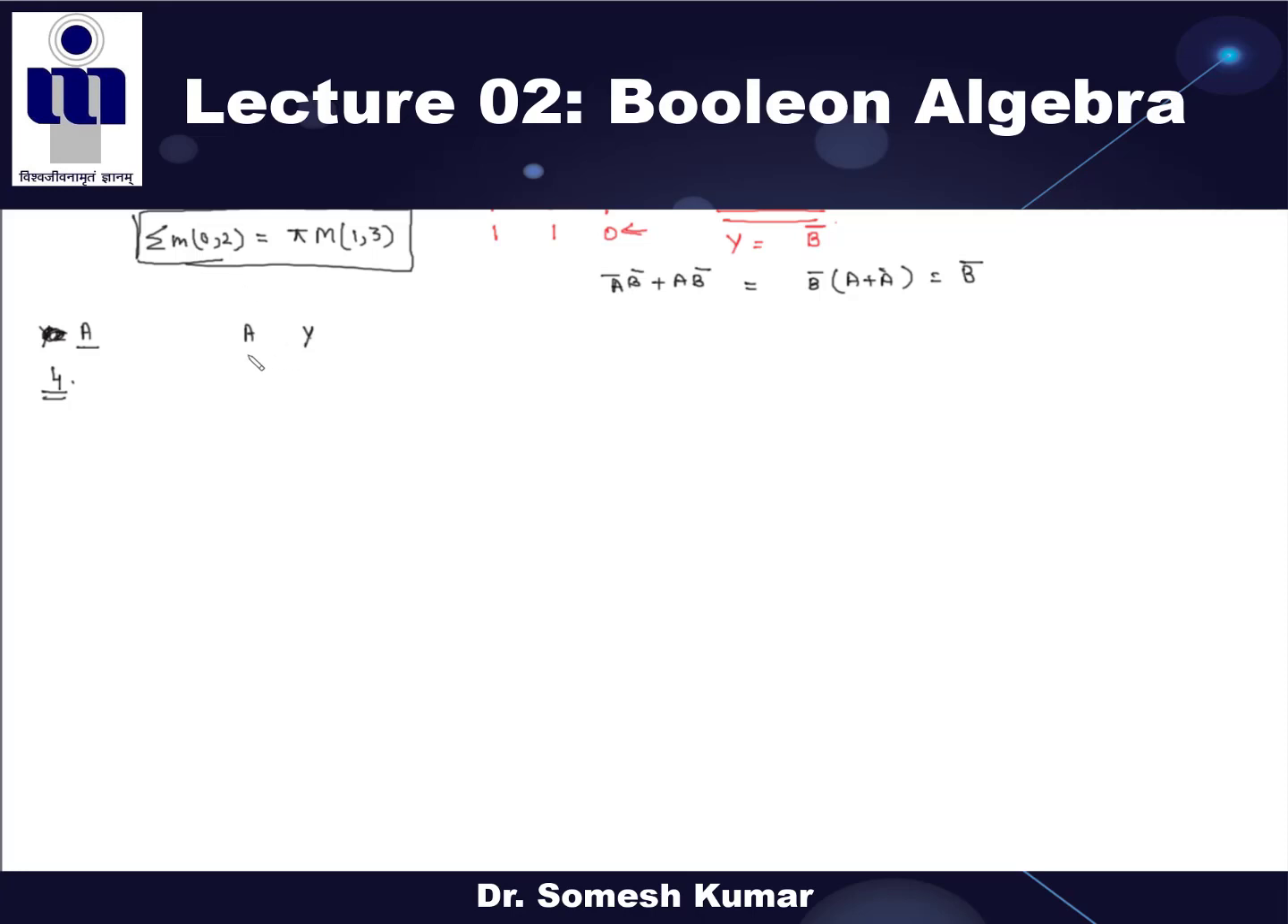So we can say if A is 0, Y is 0. If A is 1, Y is 1. So the first expression is Y equal to A. Clear? Now what is the next expression? Can you tell me? This is also one expression. If A is 0, Y is 1. If A is 1, Y is 0. There is only this possibility, A may be 0, A may be 1.